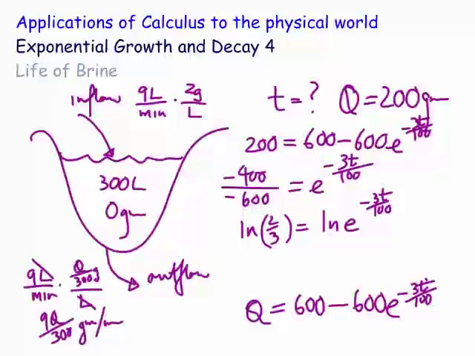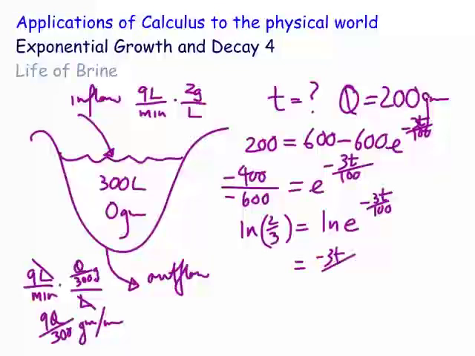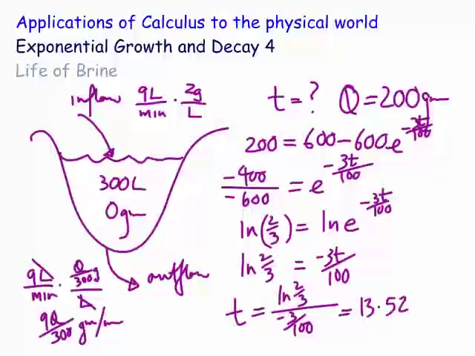This is obviously equal to minus 3t on 100, since ln e is 1, and this is ln 2/3. From here we can get the time is equal to ln of 2/3 divided by minus 3 on 100. The top is negative and the bottom is negative, giving us a positive time, which is about 13.515 minutes, so about 13.52 minutes to two decimal places.